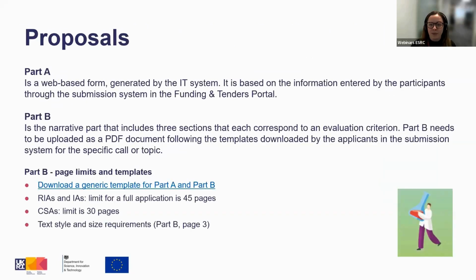As many of you will know, Horizon Europe proposals are split into two parts, Part A and Part B. Part A consists of system-generated web-based admin forms that contain the information entered by participants through the submission system in the Funding and Tenders portal. Part B is the narrative portion of the proposal and consists of 3 sections that correspond to the specific evaluation criteria. Part B is the largest part of your proposal, and this is the part where you should aim to demonstrate that your idea is ambitious and convince the evaluators to fund your project.